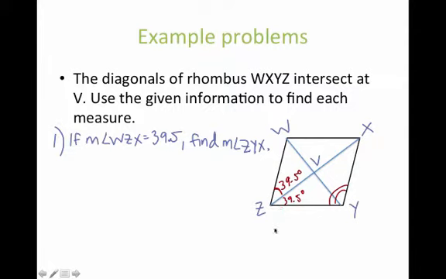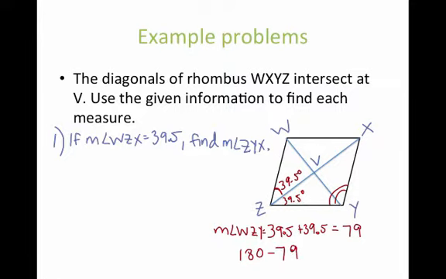So the measure of angle WZY is 39.5 plus 39.5, which is 79. And then because it's a parallelogram, consecutive angles are supplementary. So to find this angle, ZYX, I have to do 180 minus 79, which is 101. So the answer to my question is the measure of angle ZYX equals 101.